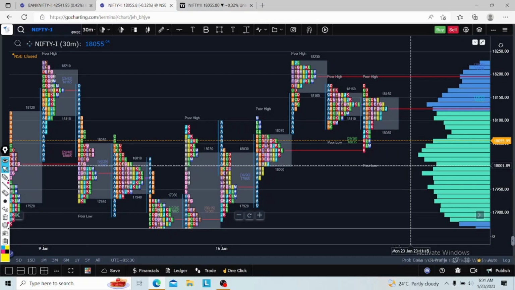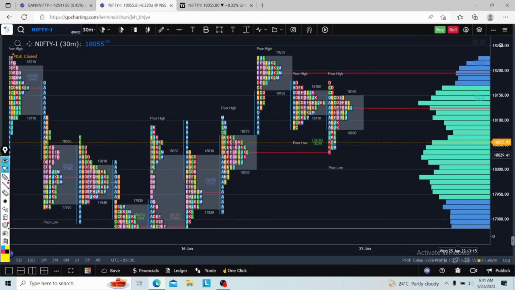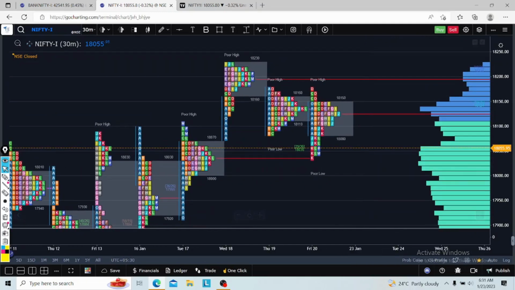Now we have two references on the downside and one reference on the top side for our target. Now, what could be the thought process for the day?